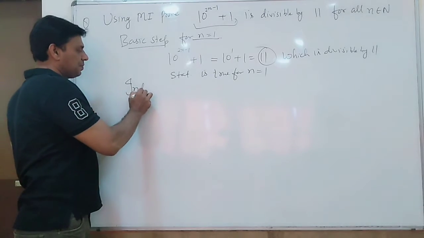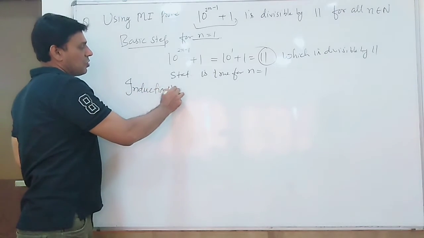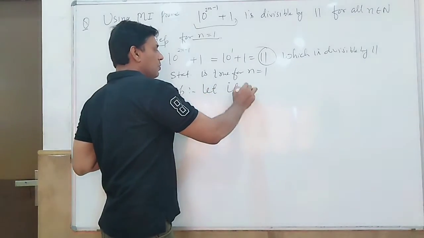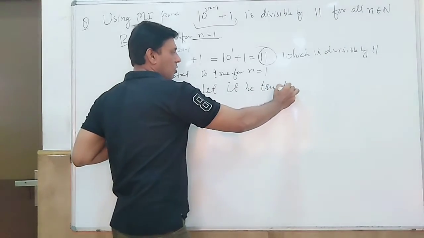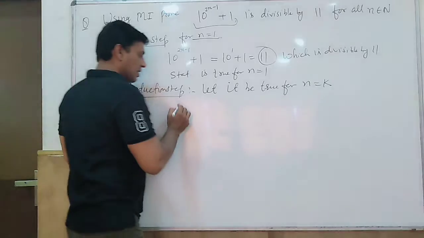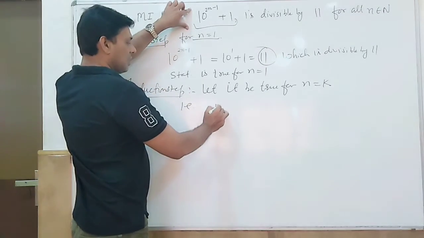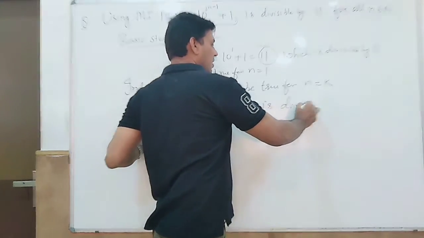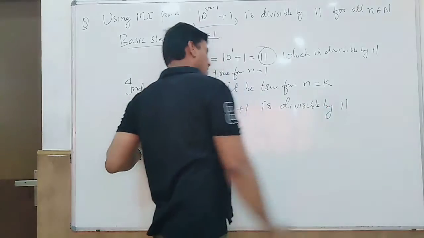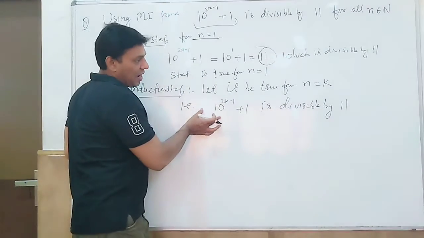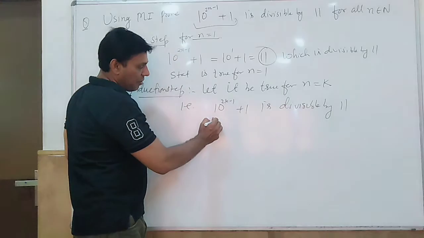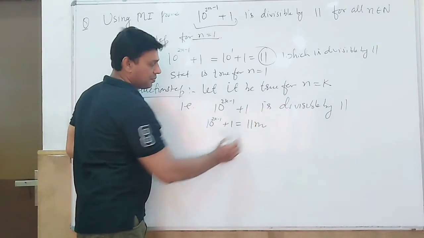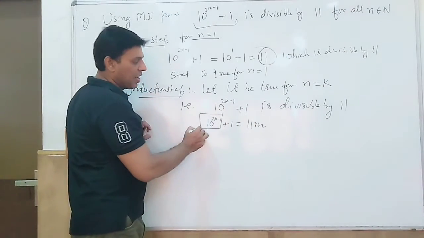Now the induction step. So in the induction step, first we have to suppose, let it be true for n is equal to k. That is, if it is true for n is equal to k, that is 10 to the power 2k minus 1 plus 1 is divisible by 11. So we have to find the value, like 10 to the power 2k minus 1 plus 1 will be 11m. So I can find the value whenever I need it.